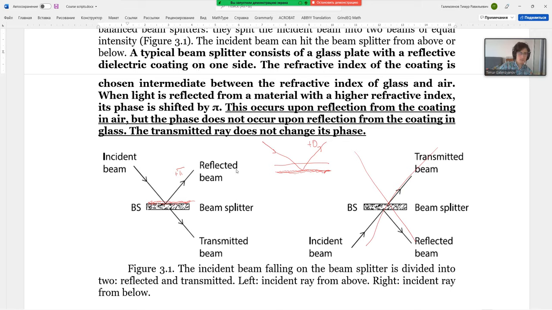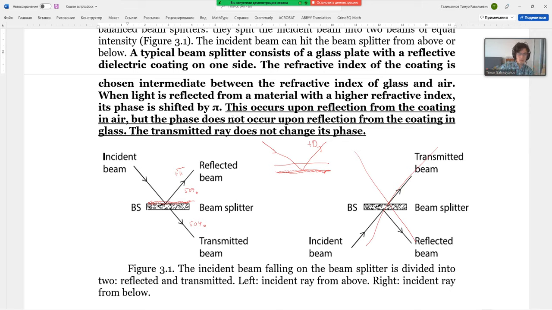We can construct this beam splitter in such a way that I think an arbitrary percentage of the beam can be reflected and transmitted, but we will speak about the balanced beam splitter, at which 50% of the beam is reflected and 50% of the beam is transmitted. The important property of the beam splitter and the reflection of light from dielectric media is that when the light is reflected from a material with higher refractive index, its phase shifts by pi.